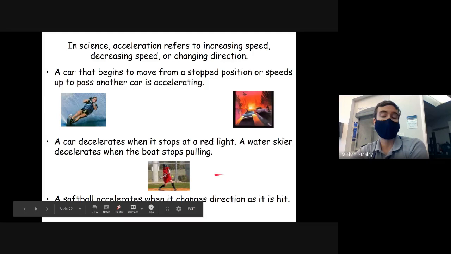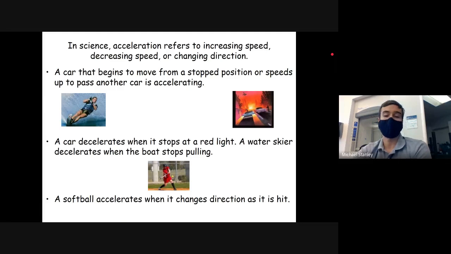A softball or a baseball, the pitcher may have thrown it at the batter at 60 miles an hour, and then the bat hits it, and now it's traveling 60 miles an hour out of the stadium, right, if you're hitting a home run. So its acceleration changed, even though the speed may have, for the most part, stayed the same, because the direction of the ball changed. It started going this way, but then it very quickly started going this way. So because it had that change of direction, that means that it had a change in acceleration. We changed the direction of the ball.